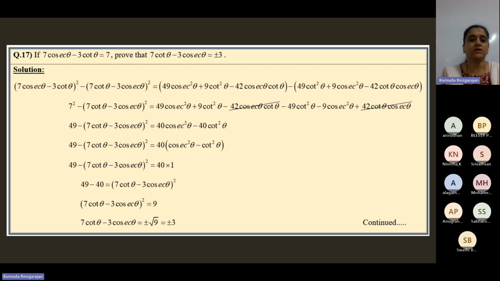The second method, you'll have to take up that equation, 7 cosecant theta minus 3 cot theta is equal to 7. Take up that equation and square it on both the sides. And then for cosecant square theta, you should use 1 plus cot square theta. For cot square theta, you must use cosecant square theta minus 1 and you'll get the result.